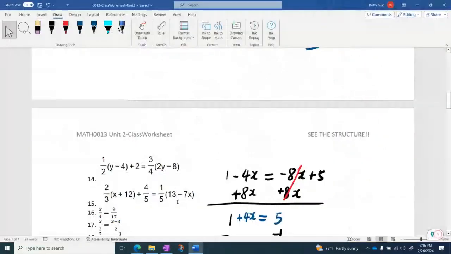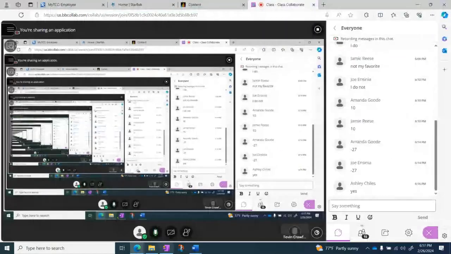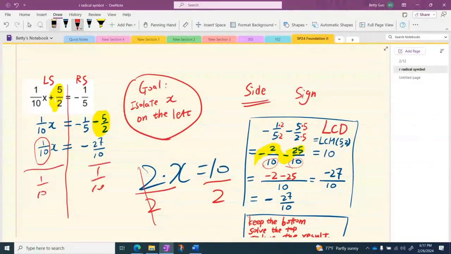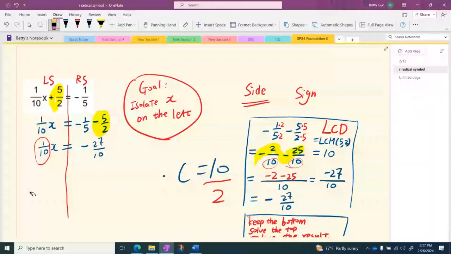However, I'm using my OneNote. In this case, the coefficient we are trying to get rid of is a fraction, 1 over 10. Can we just divide each side by 1 over 10? Totally, yes, we can, but it's not very convenient when we're dividing by a fraction, right?